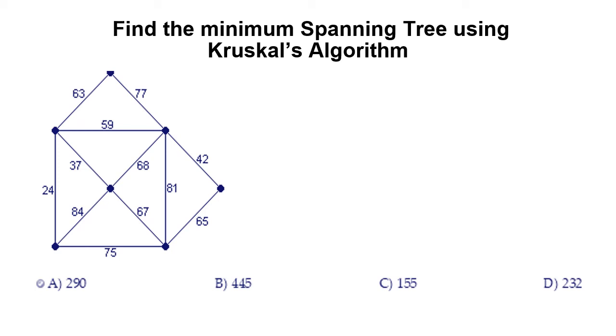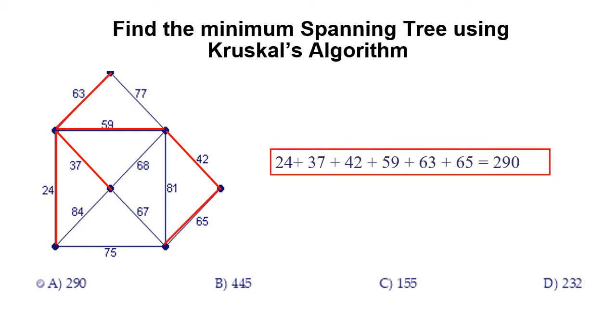For example, in our example here, the edge with the smallest weight is 24. Then we're going to choose the next one, which is 37. Then the next smaller one is 42, then 59, then 63, and then 65. Now we have a spanning tree, and if we add the weights, we have a spanning tree with the minimum weight. So we use Kruskal's algorithm.